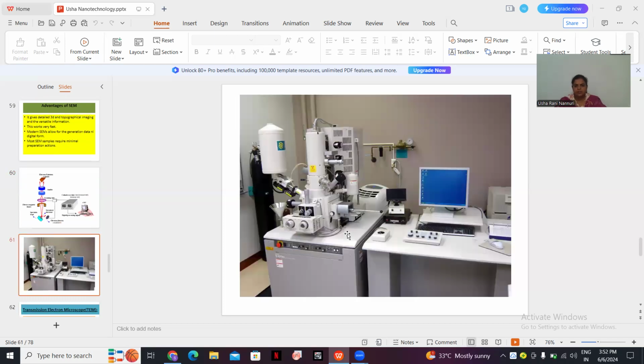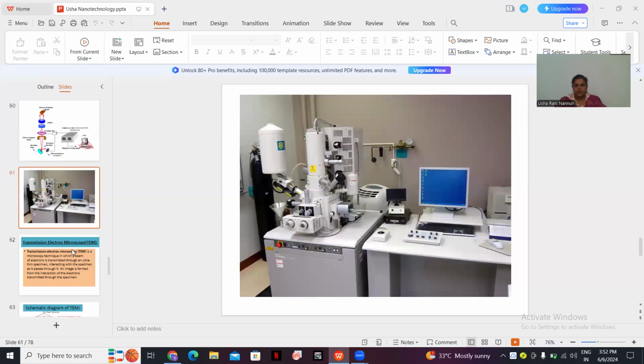This is the laboratory view of the SEM. This is the characterization technique of SEM.